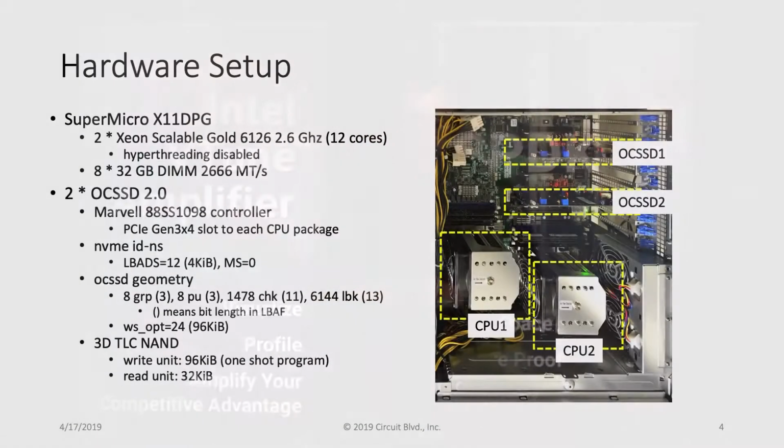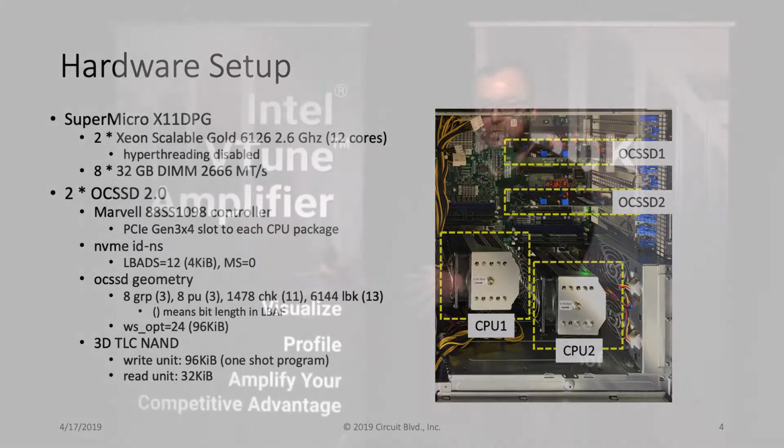For our hardware setup, we basically got a Supermicro platform. It has dual Xeon Scalable Gold processors. Each processor has 12 cores, and we have 2 slots. Each processor has its own set of DIMMs, so we could expand that in the future. Then we plugged the OC SSD into the PCI slot, and we configured it for each CPU so that we could do the comparisons.